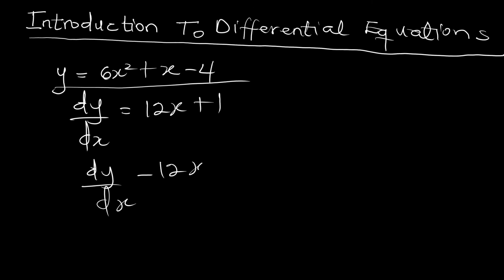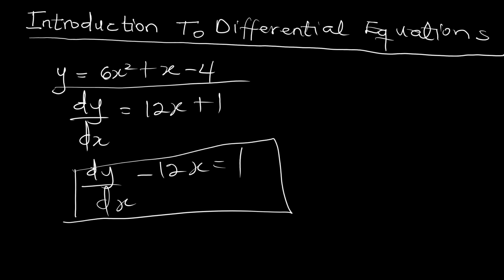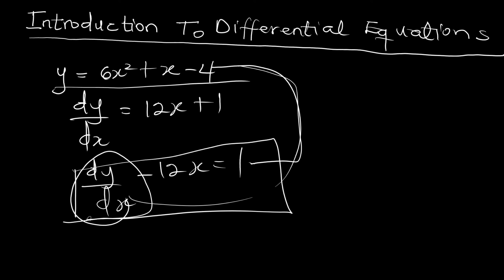So this is a normal equation, and if I rewrite this nicely as dy over dx minus 12x equals 1, this becomes a differential equation because it has a derivative of an unknown function. Here is the derivative, so this is different from the original. If we reverse this, we get the original back. So in differential equations, we have derivatives or differentials of an unknown function.